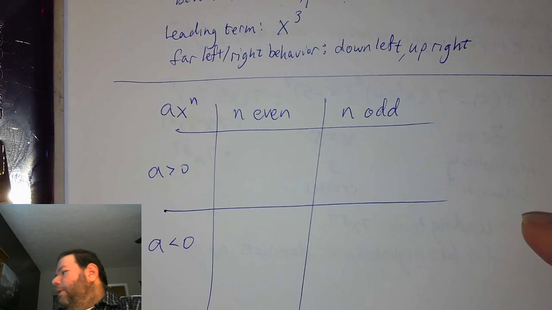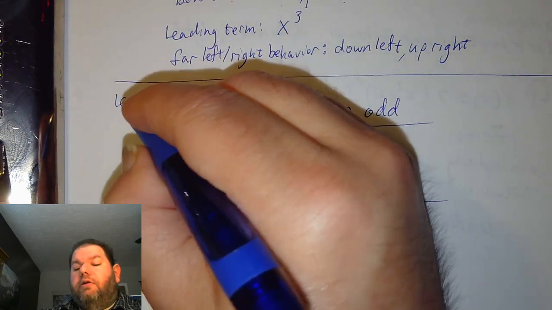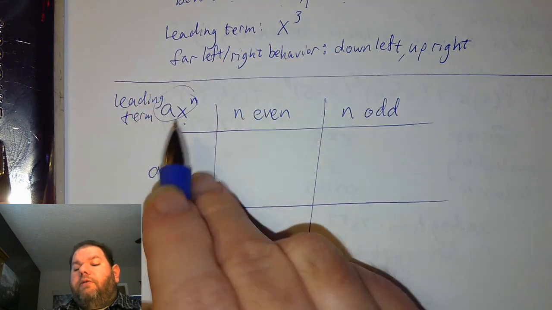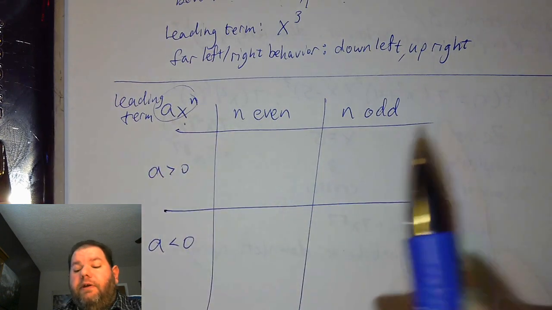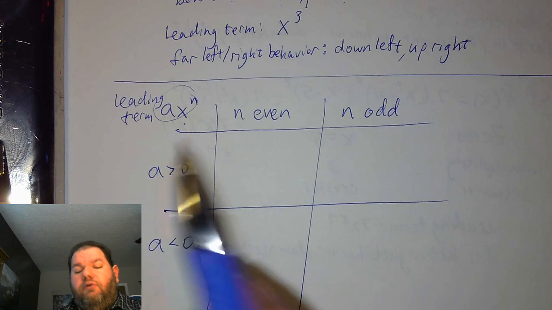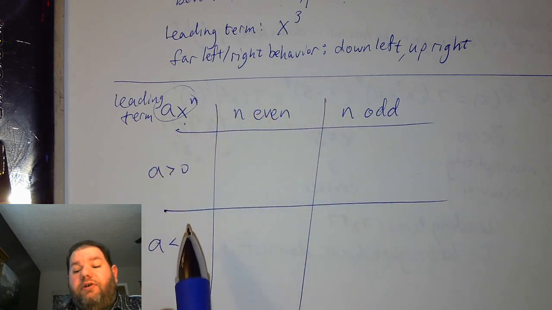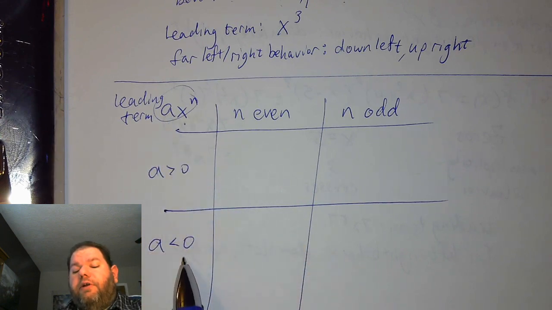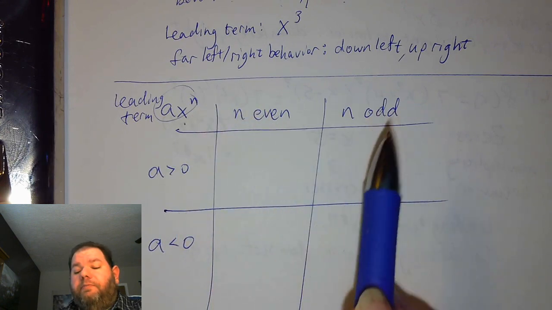So, it's based on our leading term, a x to the n. So a is the coefficient of the term, and n is the exponent in this case. So the two factors we use to determine the outcome here are whether the coefficient is positive or negative, greater than 0 or less than 0, and whether the exponent is an even number or an odd number.